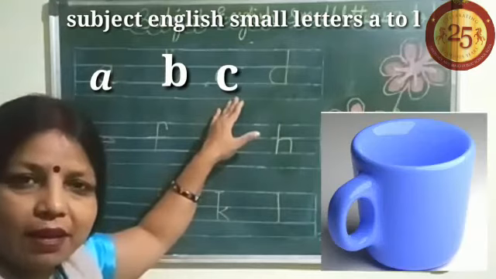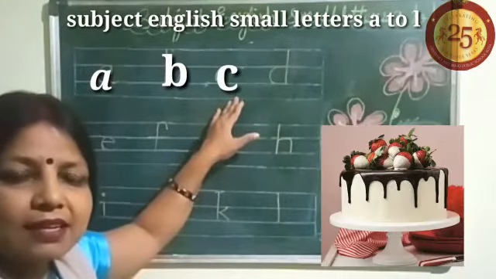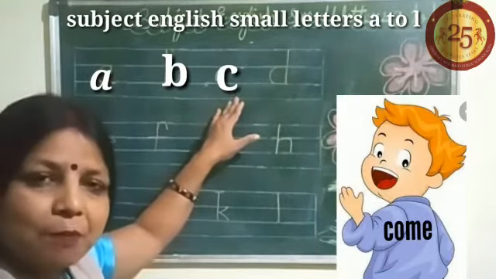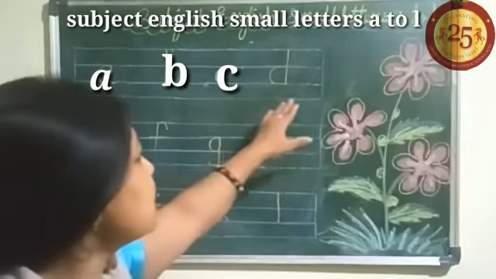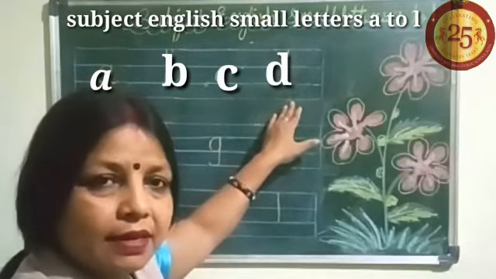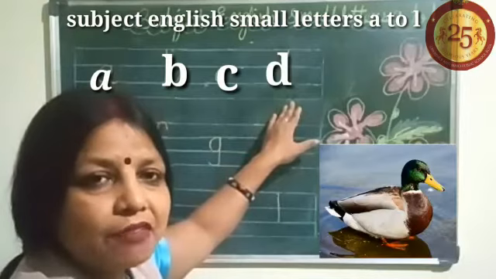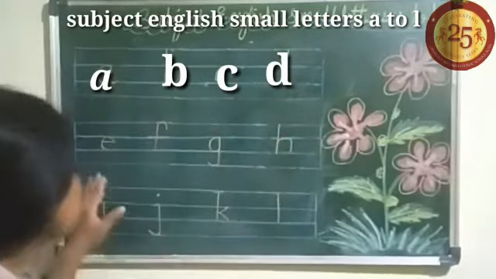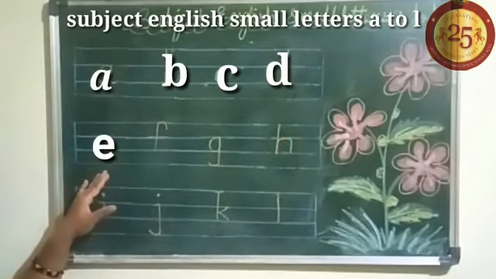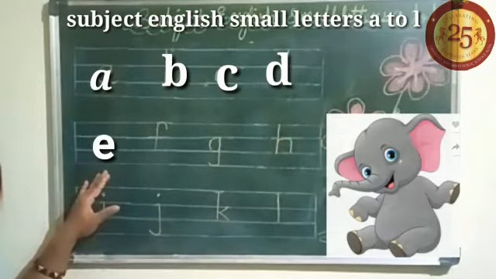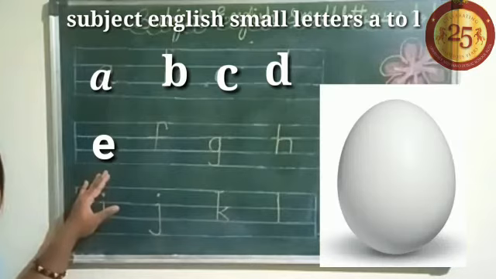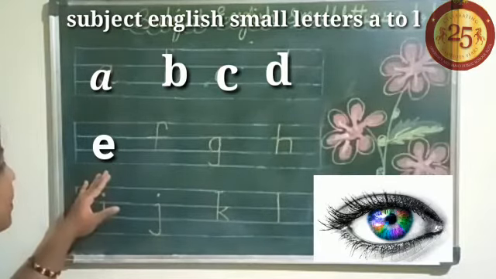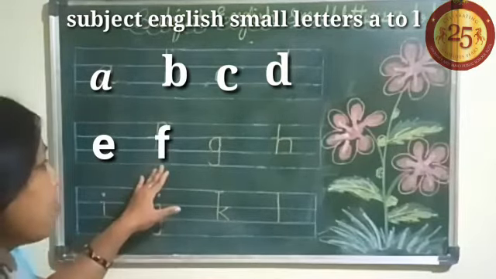C for cup. C for cake. C for comb. This is a small letter D. D for duck. D for dog. D for dolphin. This is a small letter E. E for elephant. E for egg. E for eye. This is a small letter F.